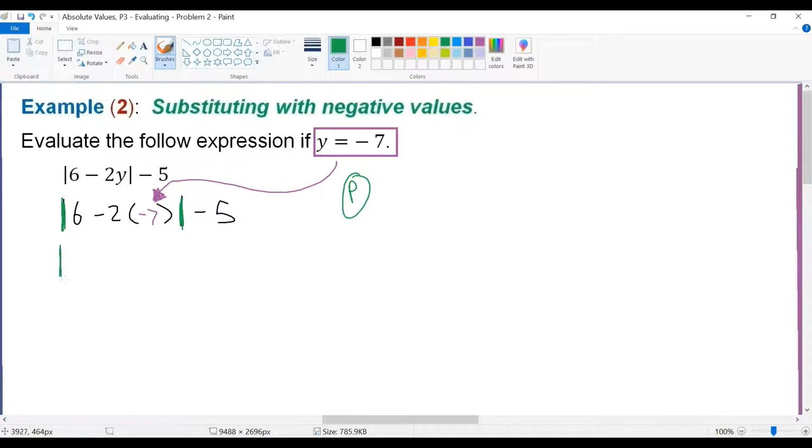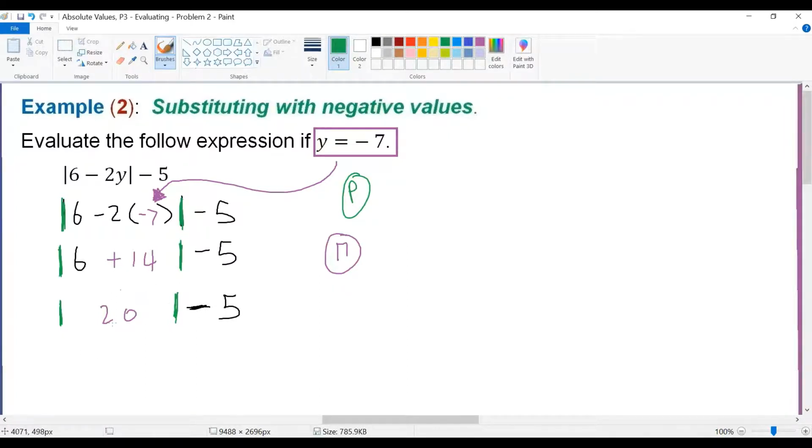That indicates that we need to simplify what's in the parentheses first. Inside here in the parentheses, we have some subtraction involved and multiplication. So the next thing we need to do is multiplication. We're going to copy down the 6. Then we have negative 2 times negative 7, which will give us positive 14. Then we keep carrying down the negative 5 because we haven't finished the parentheses inside the absolute values. Then we continue bringing down the absolute values. Then we have 6 plus 14, giving us 20. Then we continue carrying down the negative 5.